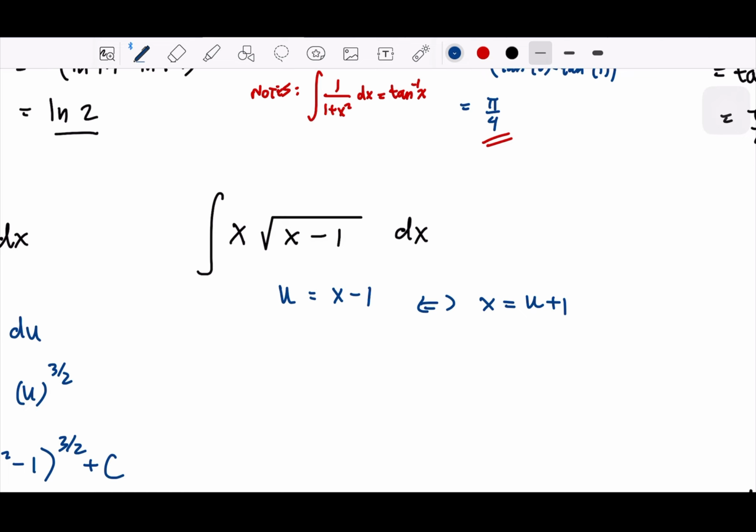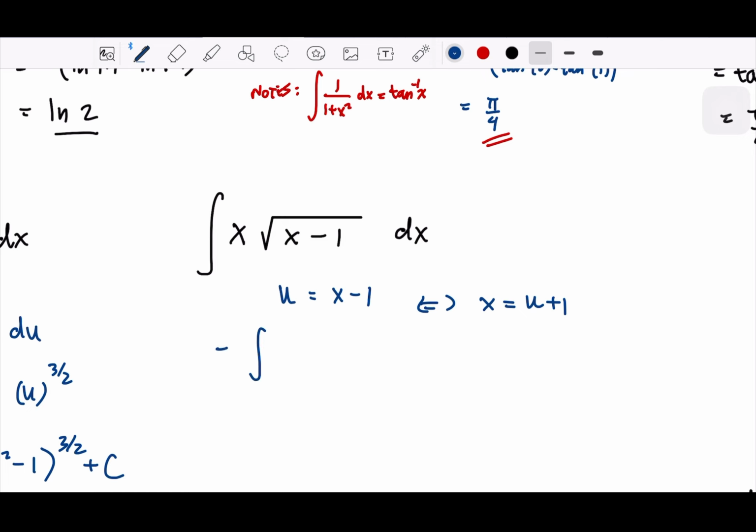And what are we doing here? So we take this x minus 1 as u. We take x as u plus 1. So u plus 1 and then the square root of u. The square root of u is u to the power of half. You can just multiply each other. You can play nicely, integrate. Okay?